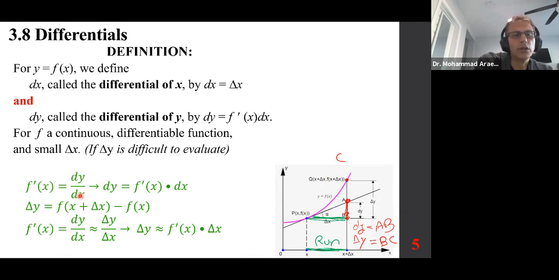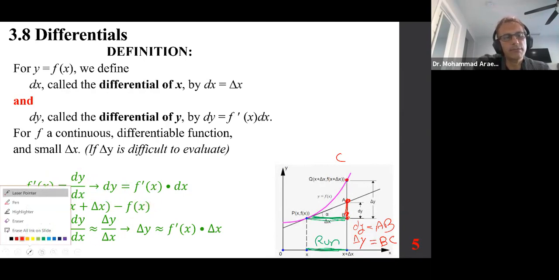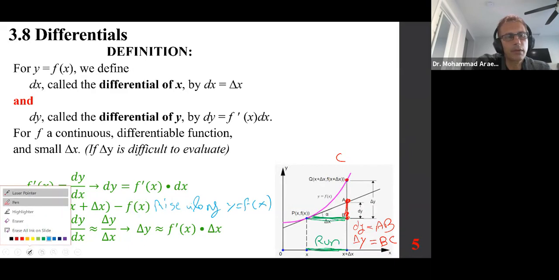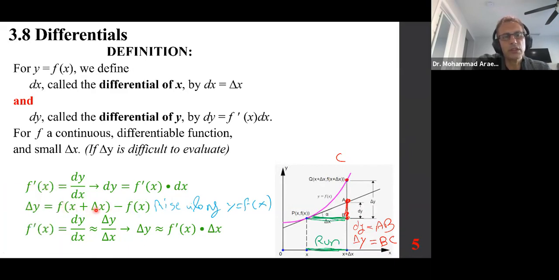Now, take a look at what happens here. We know f prime is dy over dx. So if we treat this as a fraction, dy is f prime of x times dx. dy is precisely equal to that. So you have a way of calculating. Delta y is the rise along the curve, and it's precisely equal to f of x plus delta x minus f of x, this distance.